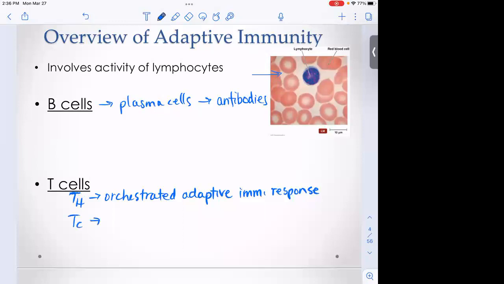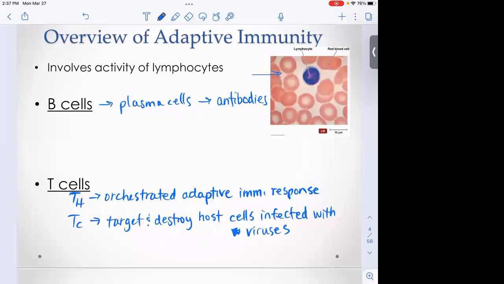So it's the cytotoxic T cells that are going to target and destroy host cells that are infected with some intracellular pathogen, like viruses. Some bacteria are intracellular pathogens as well, but viruses are always going to be intracellular pathogens.